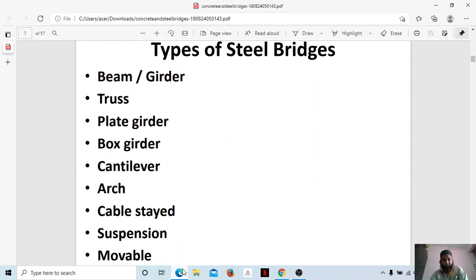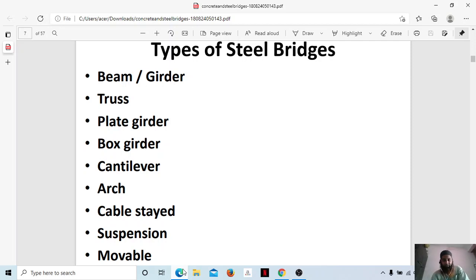Types of steel bridges. Let us see what are the different types of steel bridges here. We have beam type steel bridge. We have girder type of steel bridge. Beam and girder are the same. Girder is that beam which is very large. A girder is also a beam, but it is called a girder when the beam is very large. So we have truss girders, truss bridges also.